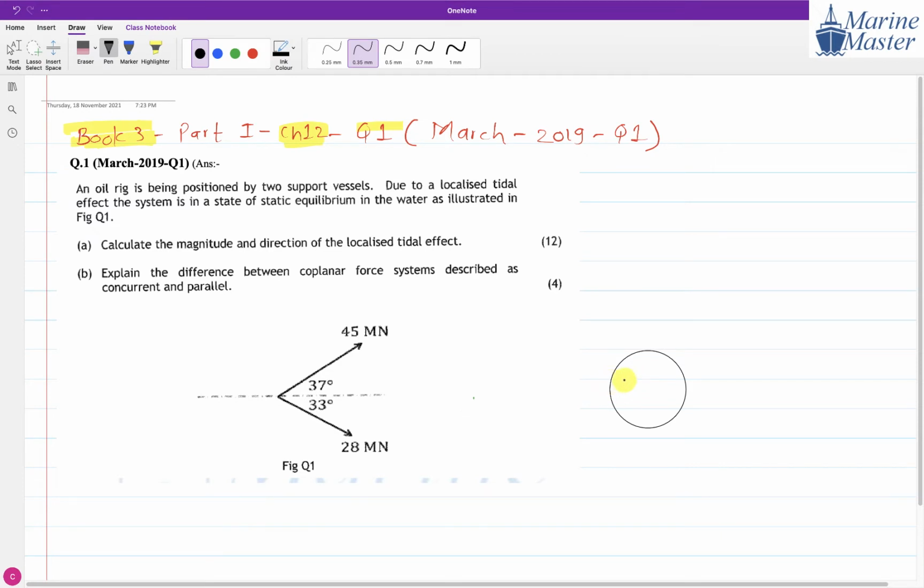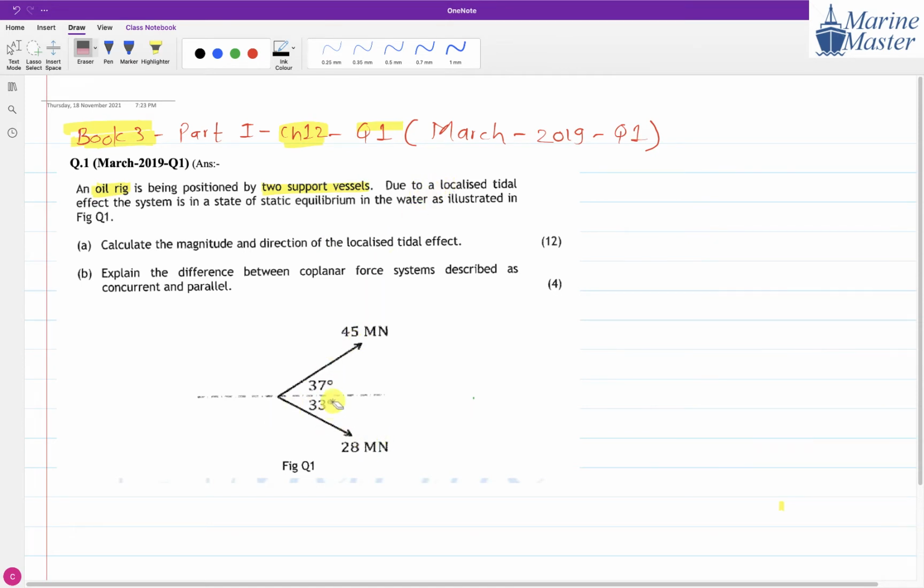So the oil rig is basically for extracting the crude oil. And here we have two support vessels. On one side we have one support vessel, and on the other side another support vessel. And these support vessels are applying forces. One support vessel applies a force of 45 meganewton, and another applies a force of 28 meganewton, on the oil rig due to localized tidal effect.